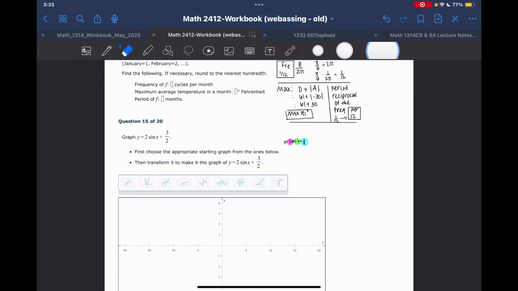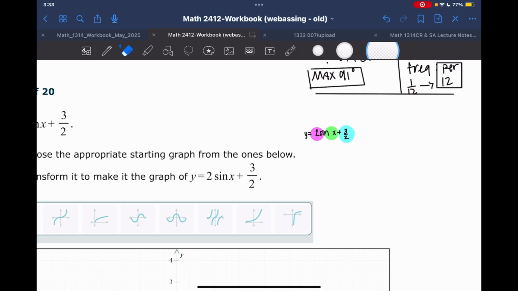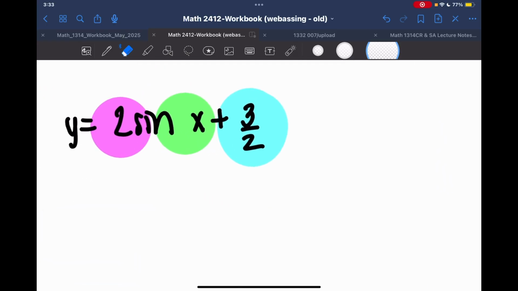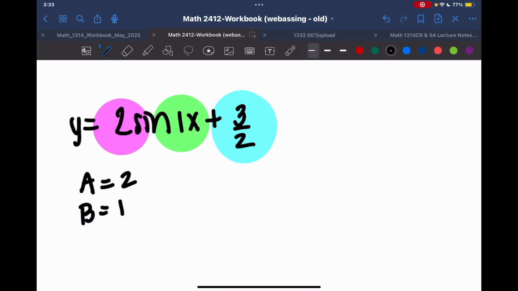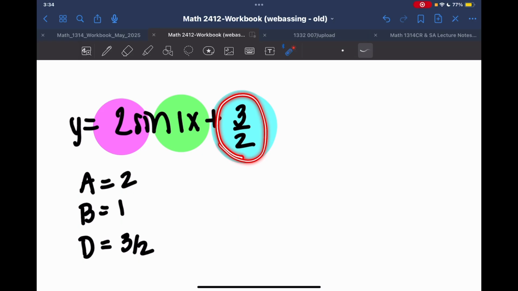I'm going to show you how to graph something without a calculator, and then we're just going to check our work with the calculator. So this is our function. First thing we need to know are our constants. A equals 2, B equals 1. It's a 1 here because there's no coefficient in front of the x, so we assume it's a 1. And then D, as in David, equals 3 over 2. Remember, this is your vertical shift.